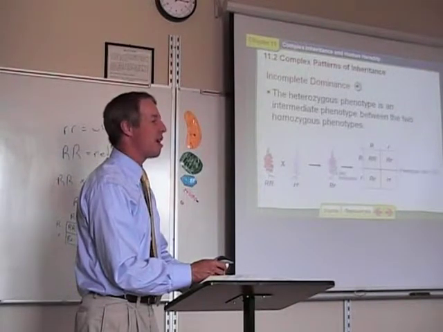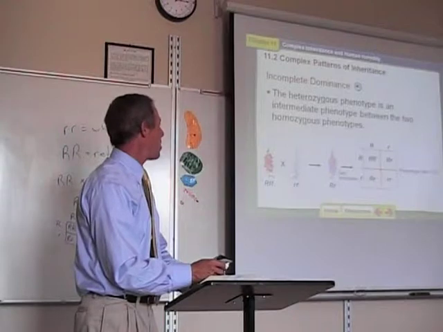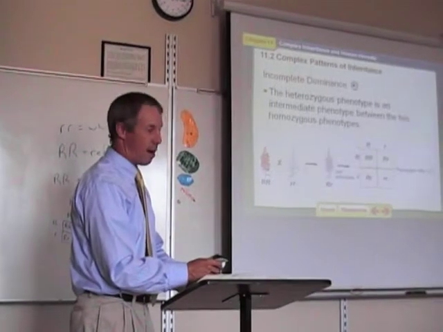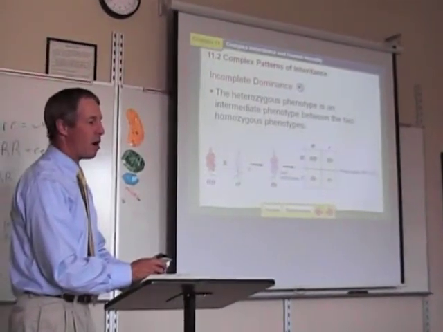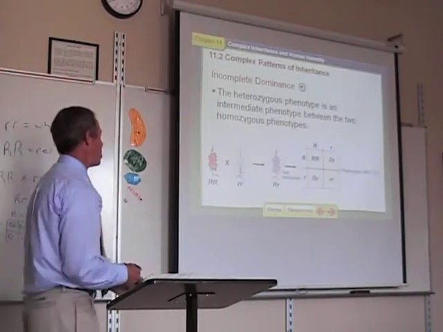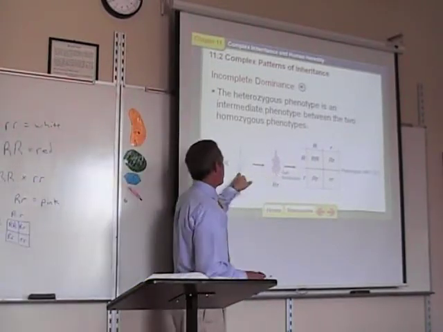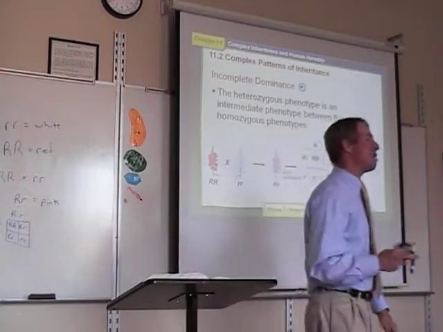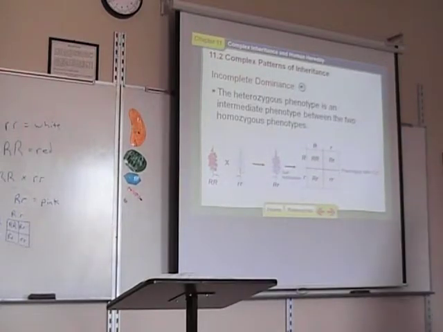Two 4 o'clock flowers mate using incomplete dominance. What type of kids do they have? I want you to try this now. I want you to make a pink flower and a white flower in a Punnett square on your paper, and you show me what you get. A pink flower and a white flower mate, and it's incomplete dominance. I'm going to walk around and see if you're doing it right.